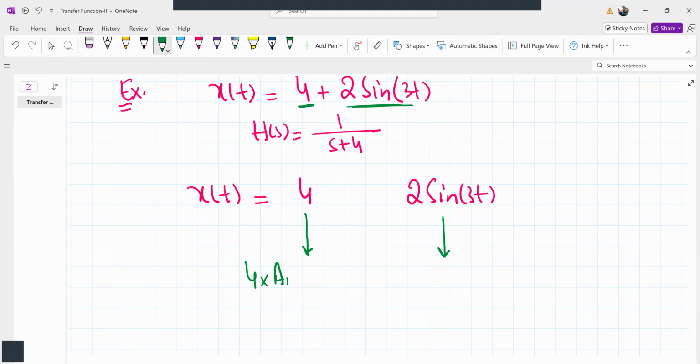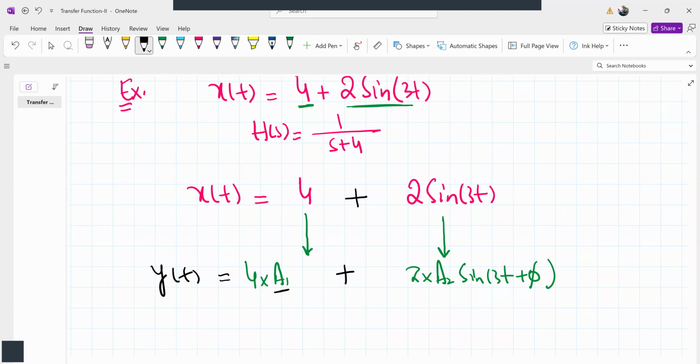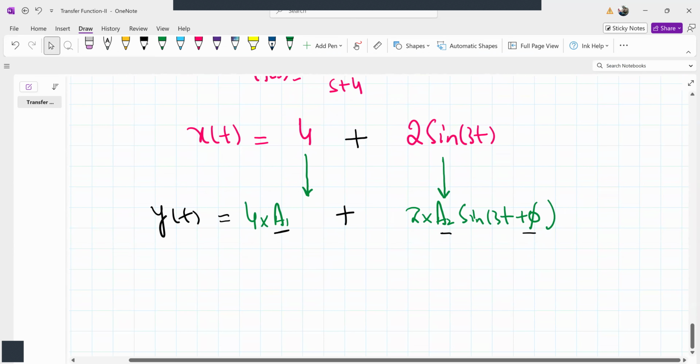So only the amplitude will change. Similarly, what will be the output corresponding to this? 2 times A2 sine 3t plus phi. Now, if these are the individual responses, and we apply both inputs simultaneously, the output will be the sum of the individual responses. That is the statement of superposition. So our goal is to find A1, A2, and phi with the same procedure. So what will be A1?